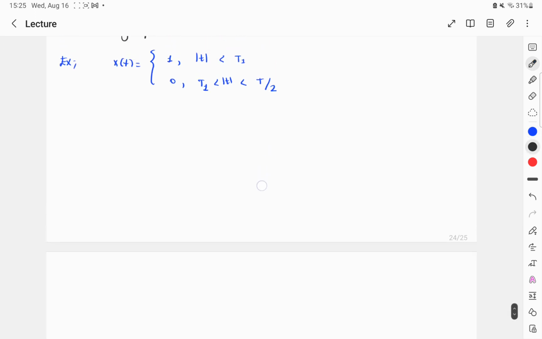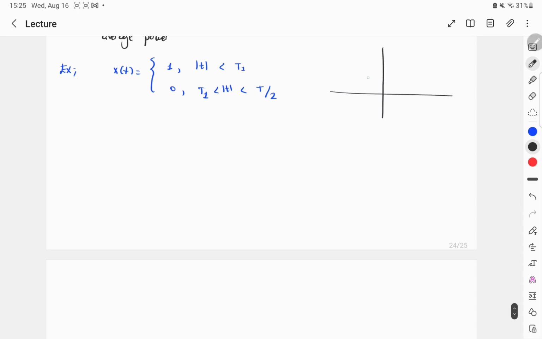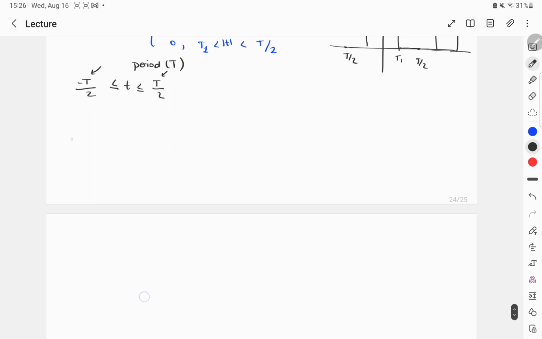Because of symmetry, we know that the square wave goes like this, and then it goes on until T over 2, and then we again have the same thing. And because of the symmetry, we are going to take t between minus T over 2 and T over 2. And these refer to the period capital T.